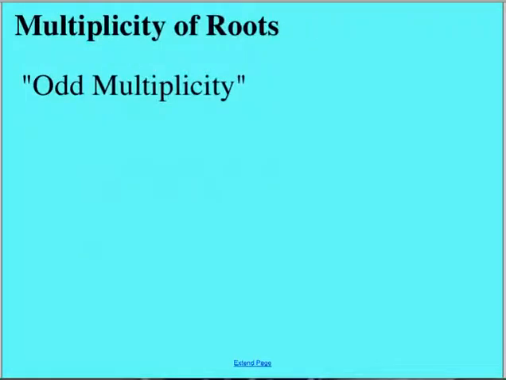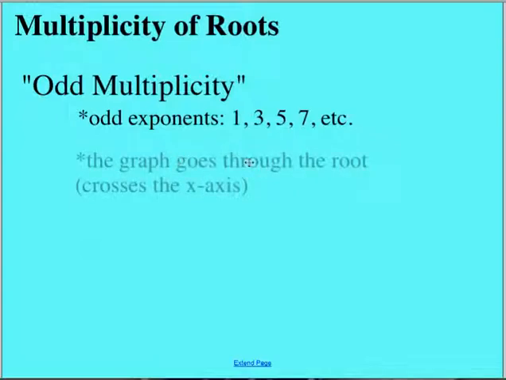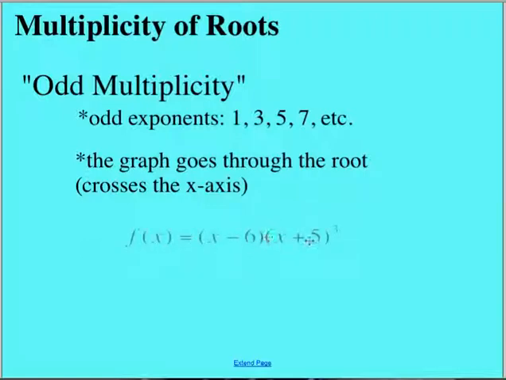We have something called multiplicity. An odd multiplicity would be exponents that are odd, so to the first, third, fifth, seventh. And anytime you have an odd multiplicity, so an odd exponent, this means the graph is going to cross through that x-intercept, or cross the x-axis. So for example, I have x minus 6 times x plus 5 to the third. It has odd multiplicity at -5 and at +6. So at both of those x-intercepts, it's going to cross the x-axis, not bounce.